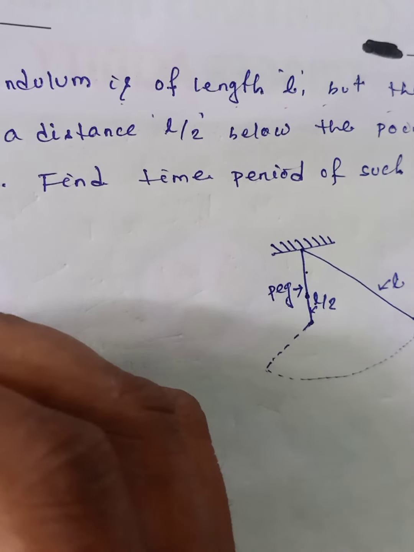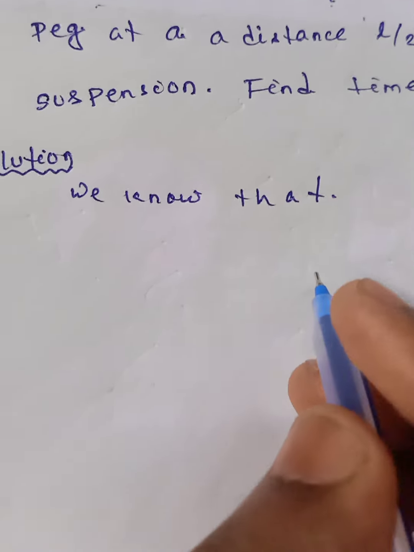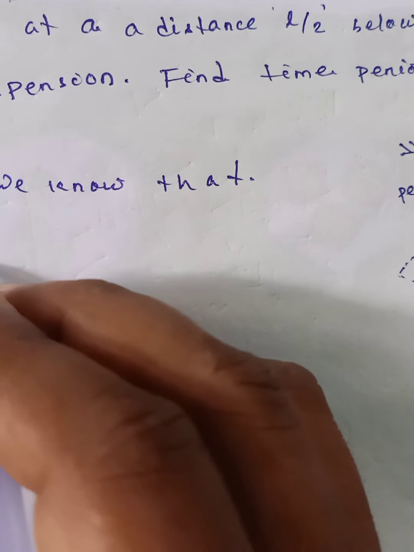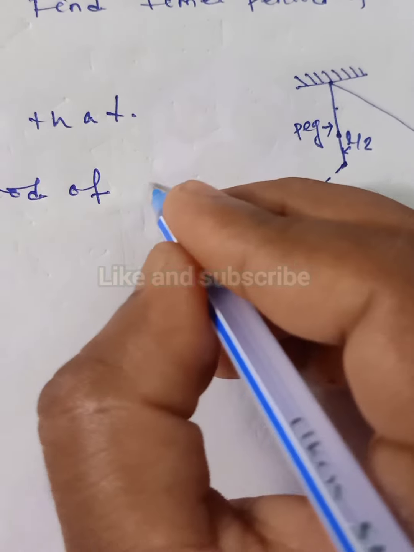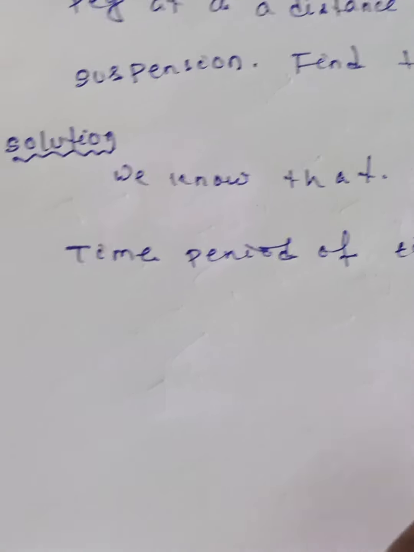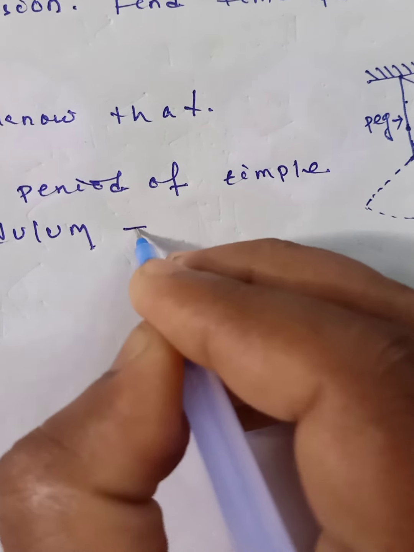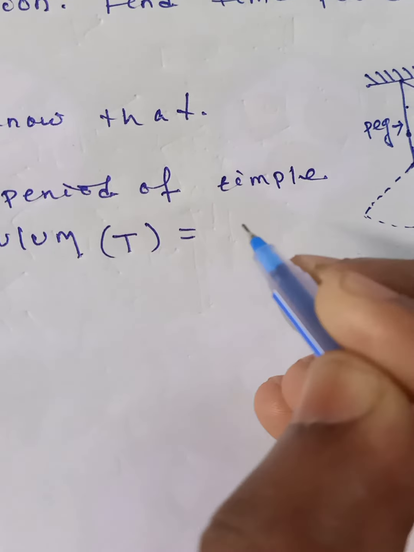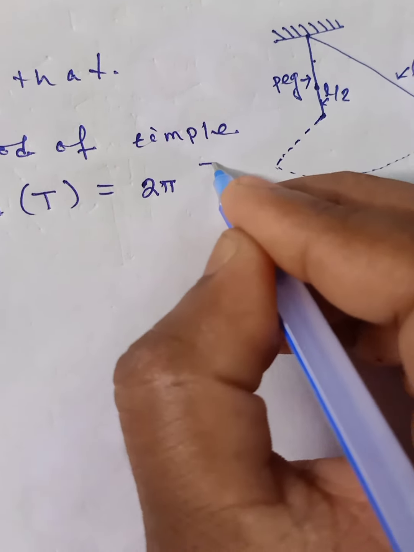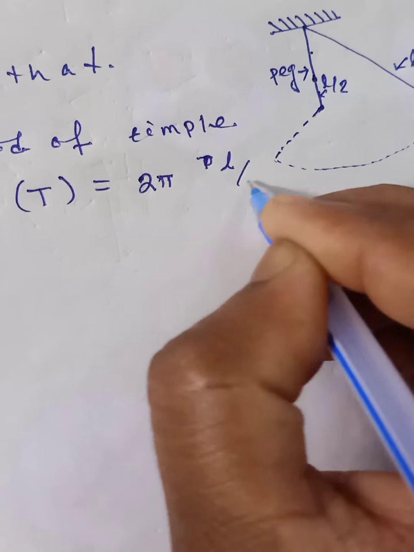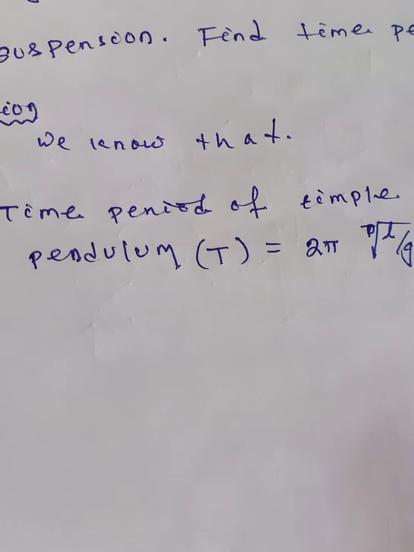So we know that the time period of a simple pendulum, the time period is taken as T. So time period is equal to 2 pi root over L by G, 2 pi root L by G.